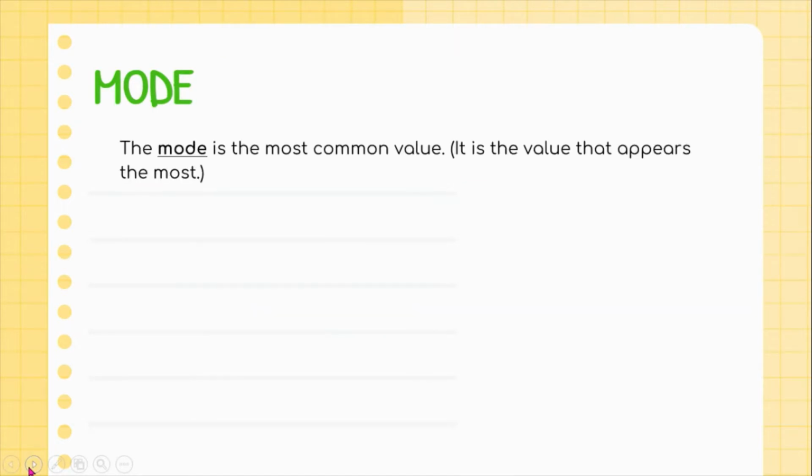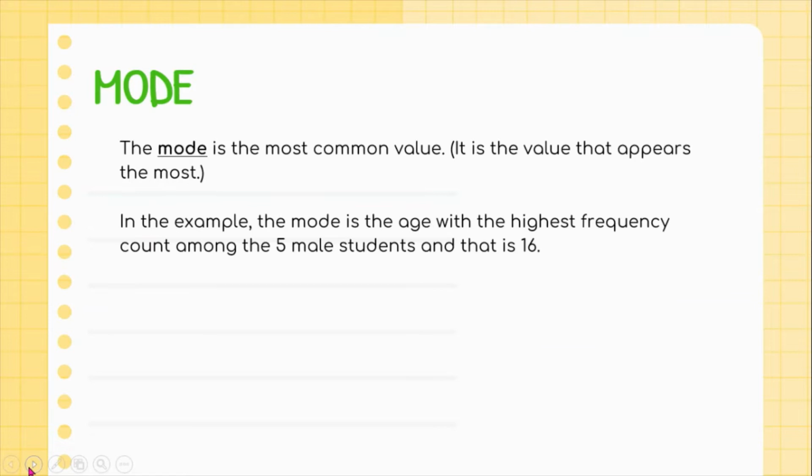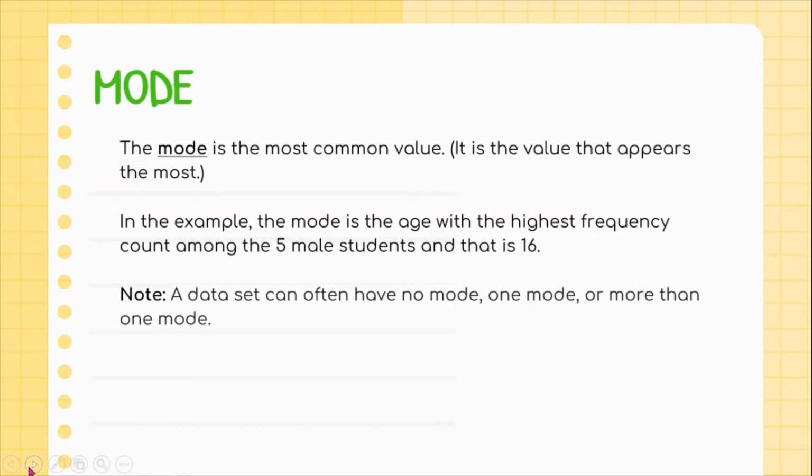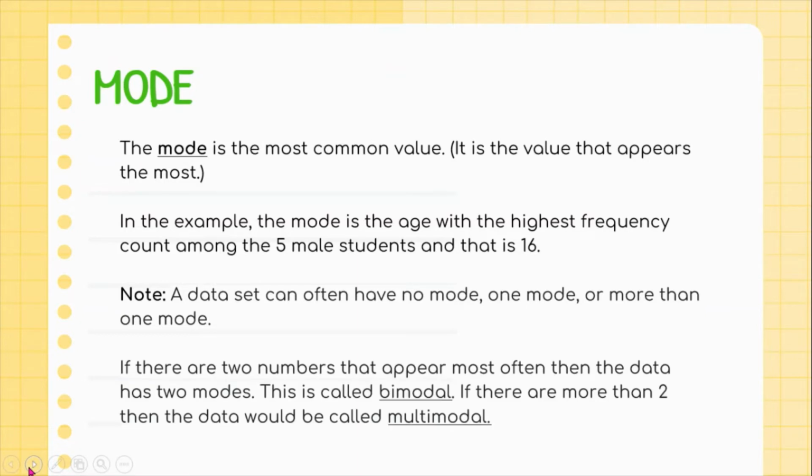The last one is the mode. The mode is the most common value, or the value that appears the most. In the example, the mode is the age with the highest frequency count among the 5 male students, and that is 16. Note that the data can often have no mode, one mode, or more than one mode. If there are two numbers that appear the most often, then the data has two modes. This is called bimodal. If there are more than two, then the data would be called multimodal.